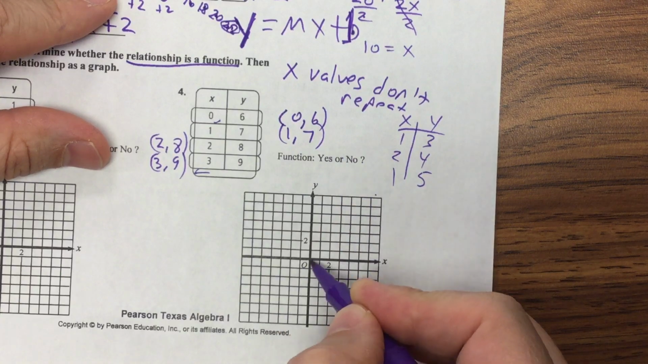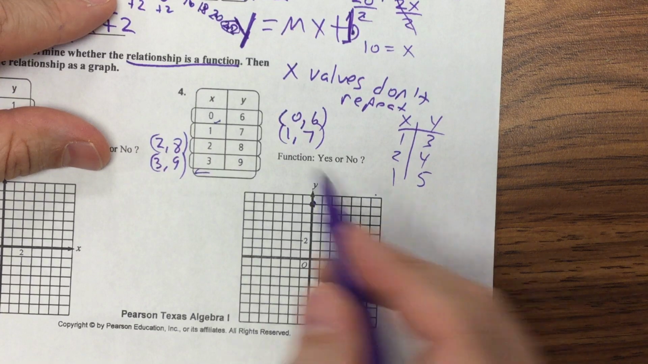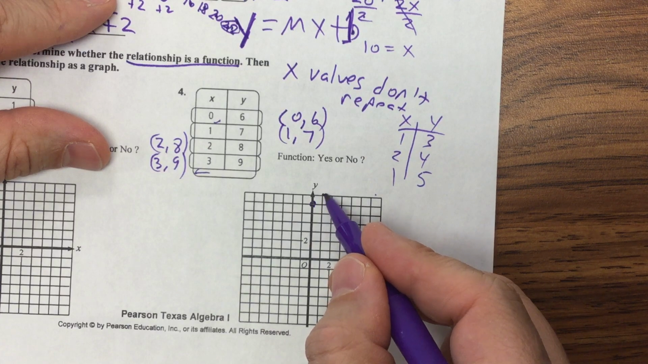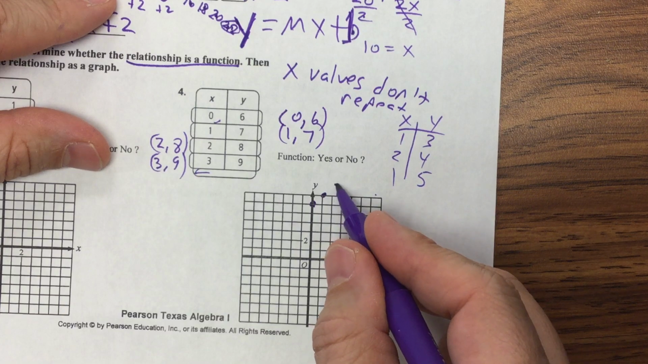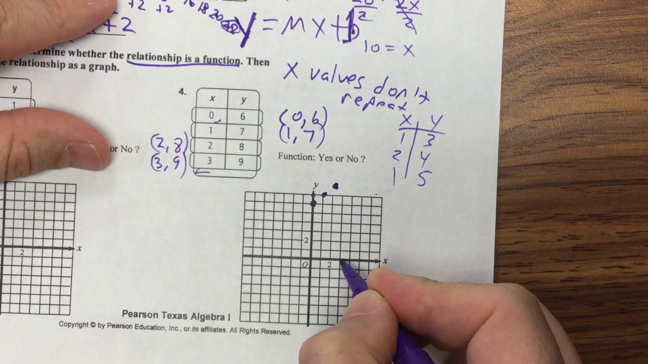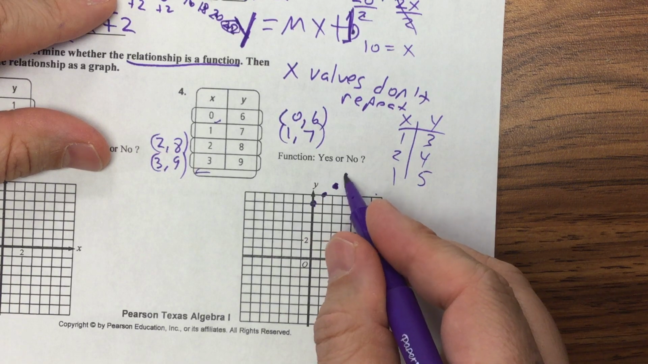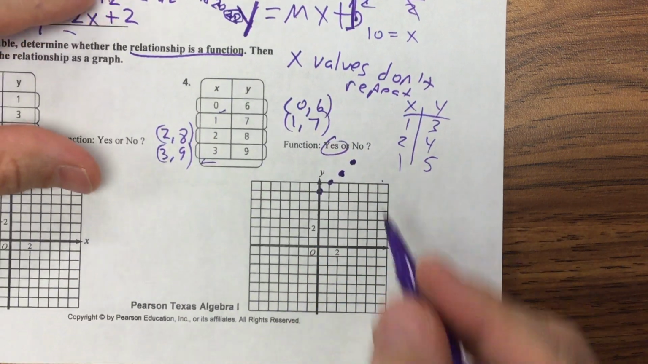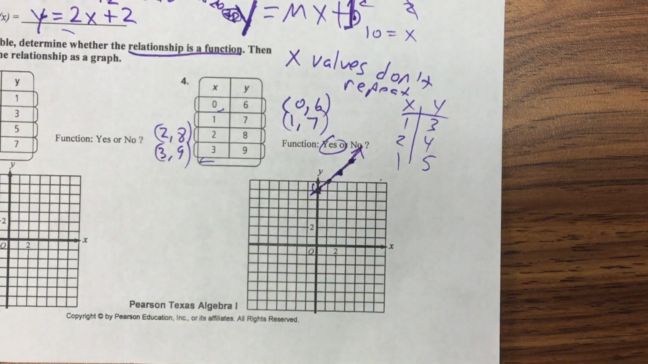All right, so 0, 6 means none to the right or left, 6 up. 1, 7 is 1 to the right, 7 up. 2, 8 is 2 to the right, 8 up, just a little bit above the graph, but we can estimate easily. And 3, 9 is 3 to the right, and 9 up, right up there. So is that a function? Yes, the x's don't repeat. In fact, that is a linear function because it makes a line. All right? Easy enough.